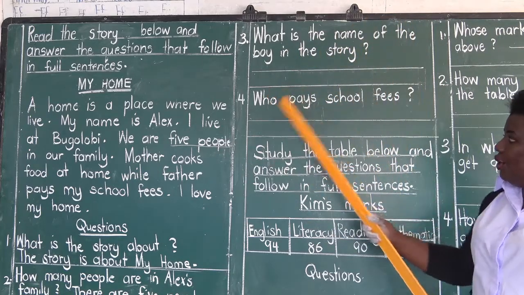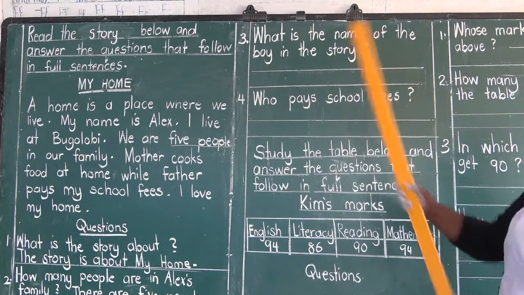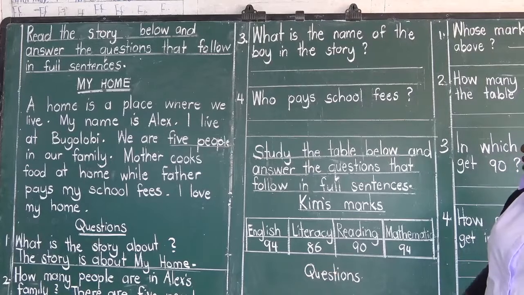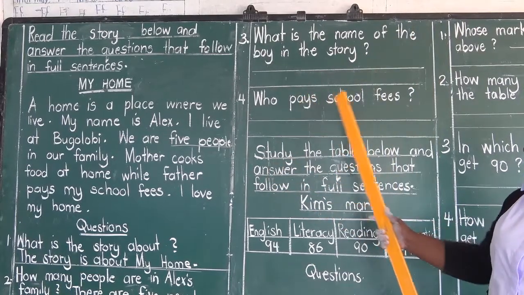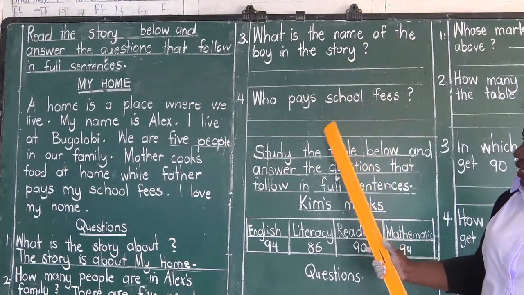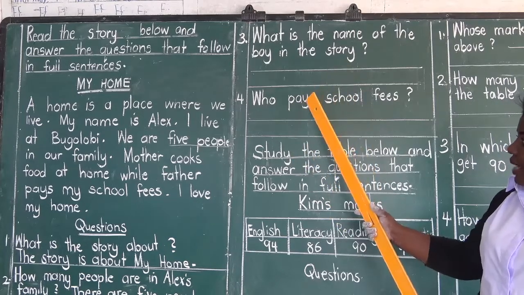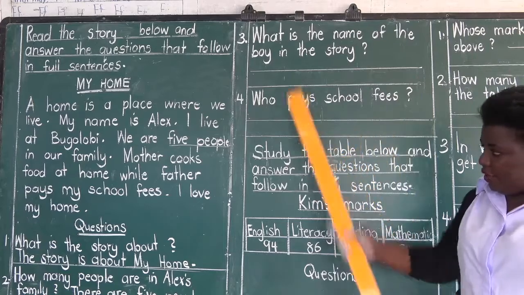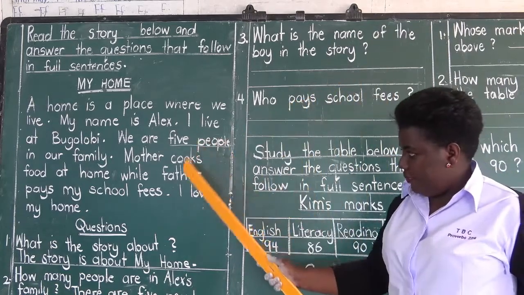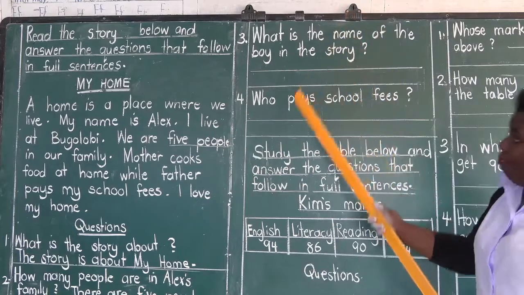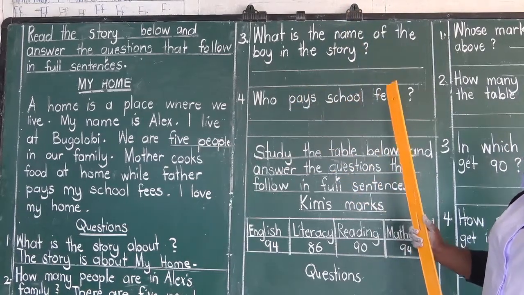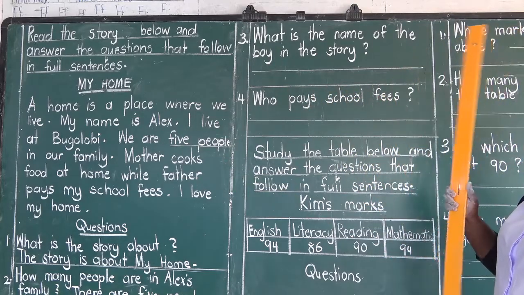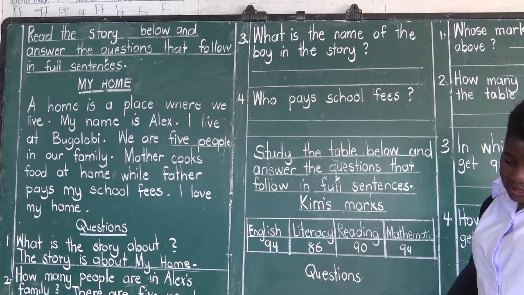We go to number 4. Who pays school fees? The answer is in the story. If it is father, you write father. Pays, other words are here. Who pays school fees? Father pays school fees. Full stop. Father, you copy the word father. Where is the word father? Father pays school fees. I think we are done with that, good children.